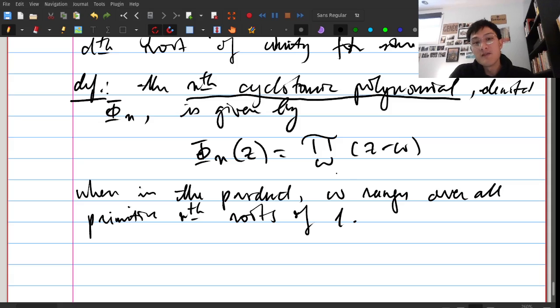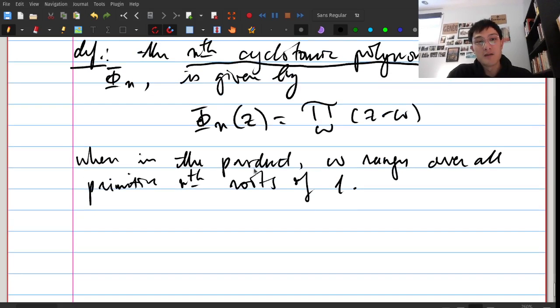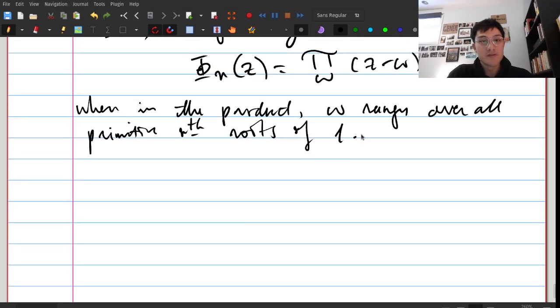So, if you took all roots, then you would get a different polynomial. You'd actually get z to the n minus 1. But the cyclotomic polynomial only goes over the primitive nth roots of unity. Okay, and let's just do some examples.